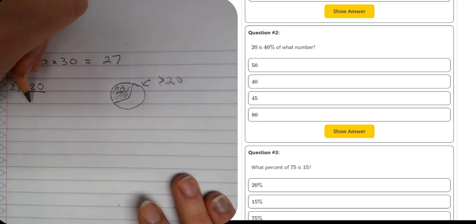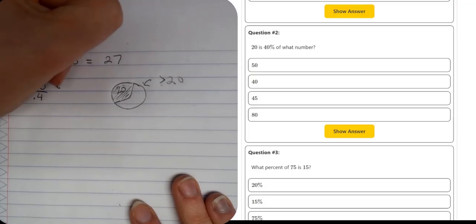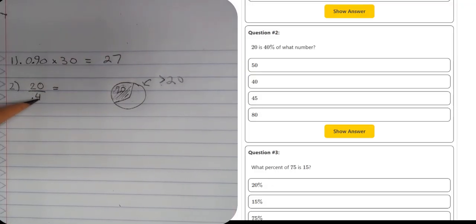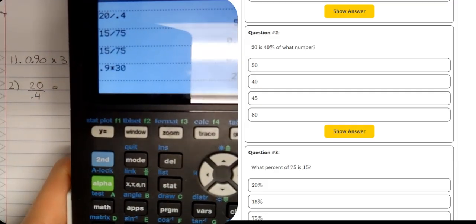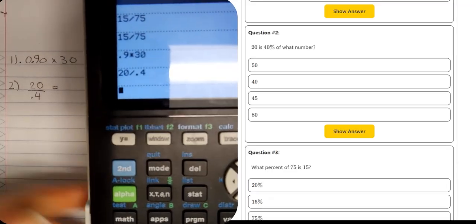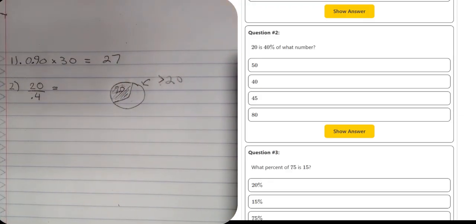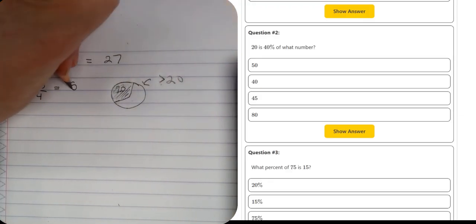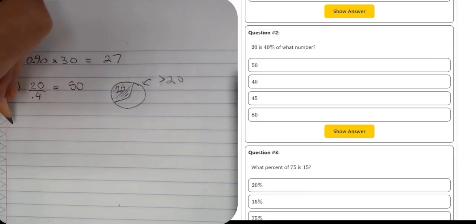Okay, so here we go. 20, and we're going to divide by 0.4 for that 40%. And you're going to see that because this is less than 1, if we're dividing a number by something less than 1, you're going to get a bigger number than what you started with. All right, so we've got 20 divided by 0.4, and we have 50, and that makes sense. That's bigger than double 20, right? So there we've got 50. 20 is 40% of 50.